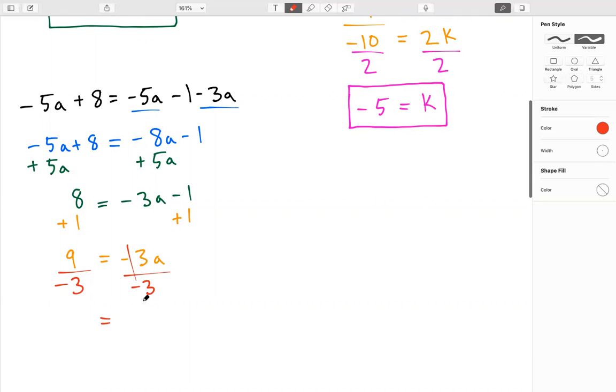So these cancel here. A is all by itself, quarantined, isolated, and 9 divided by negative 3 is negative 3. And that is our answer. The variable is by itself, we box it up and we're done.